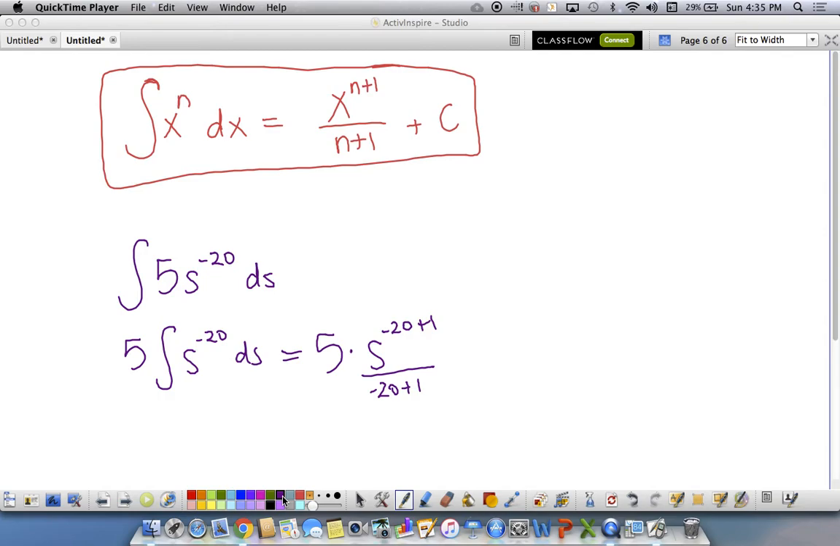Okay, we need to simplify this, right? So this is 5s, what's negative 20 plus 1? Negative 19. Negative 20 plus 1 on the bottom is negative 19 also, plus c.